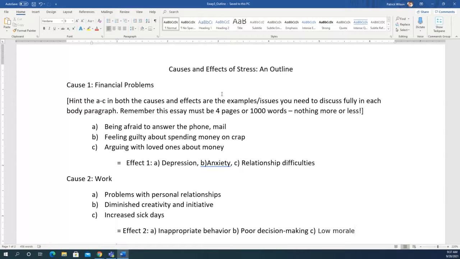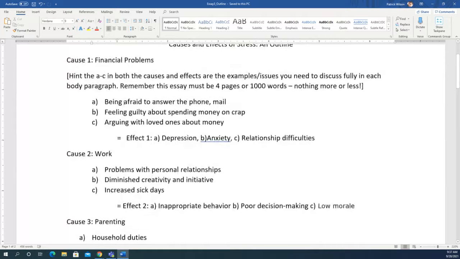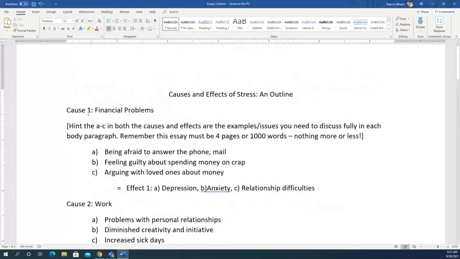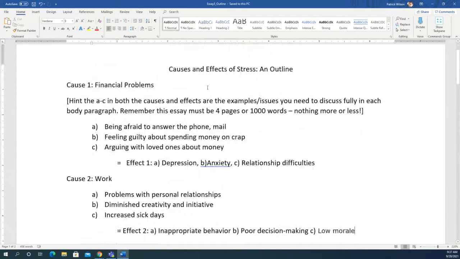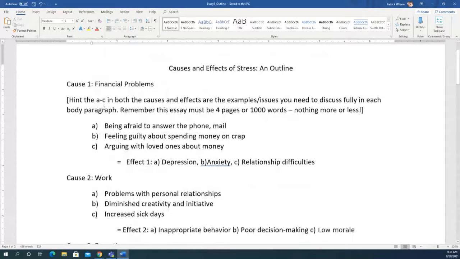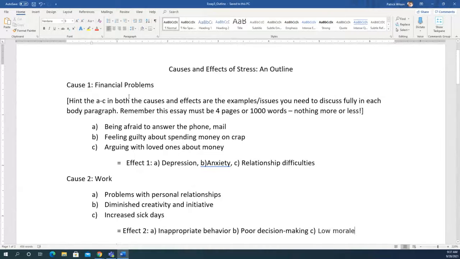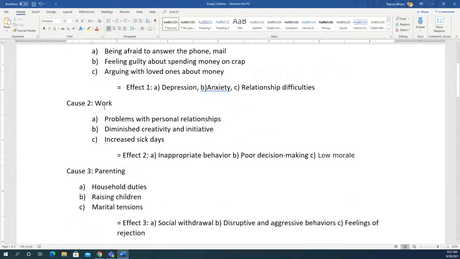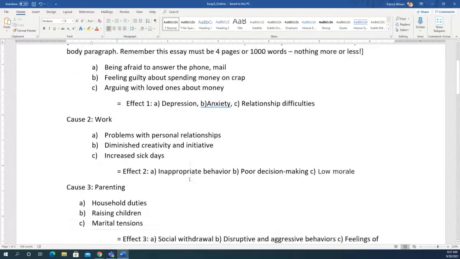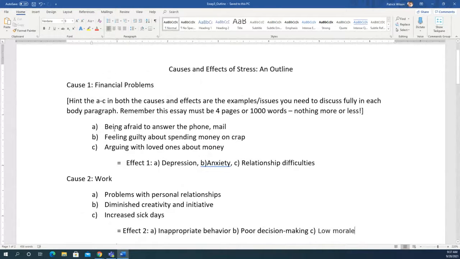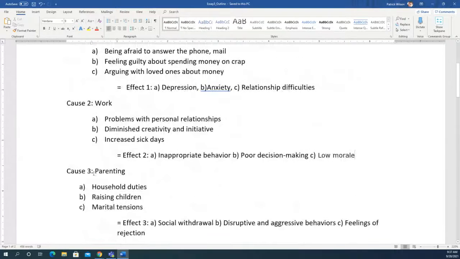I have an outline here that I'll send out later today. What you could do is find 3 causes of stress. I randomly chose these because this is what a lot of folks have as causes of stress. Cause 1 is financial problems. Cause 2 is work. Cause 3 is parenting. With that, I provide 3 examples for each cause.